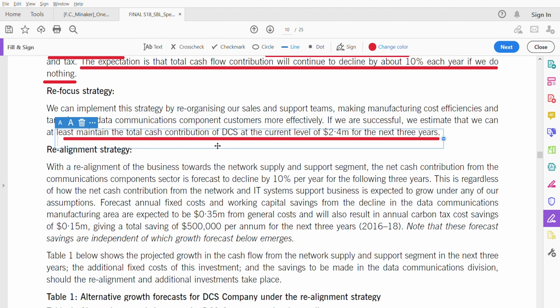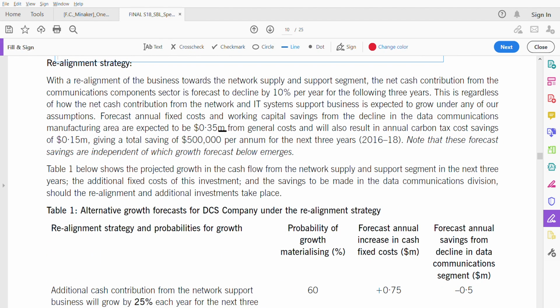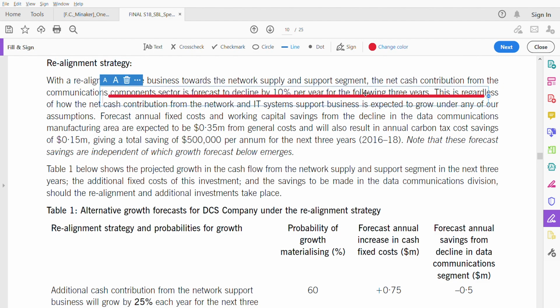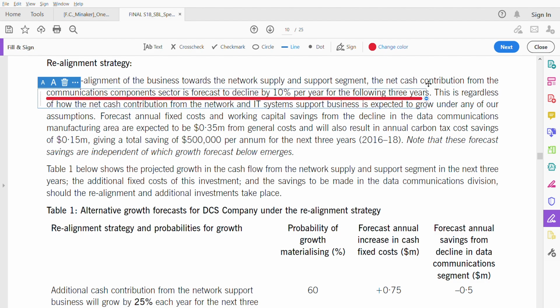Okay, now let's go to the realignment strategy. With the realignment of the business towards the network supply and the support segment, the net cash contribution from the data communication component sector is forecast to decline by 10% per year for the following 3 years. Same here, will decline for 3 years. This is regardless of how the net cash contribution from the network and the IT system support business is expected to grow under any of our assumptions.